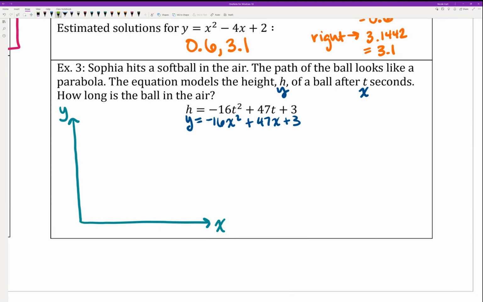And so when we graph this on our calculator, we will see that the ball immediately starts at a height of 3 because of that y-intercept. So the ball starting at 3 feet, maybe that's the height of the person throwing the ball. And then that ball is going to go up in the air, up, up, up for an undetermined amount of time, and then it's going to come back down. And so what we want to figure out is what time is that ball coming back down. So when is it hitting the ground?